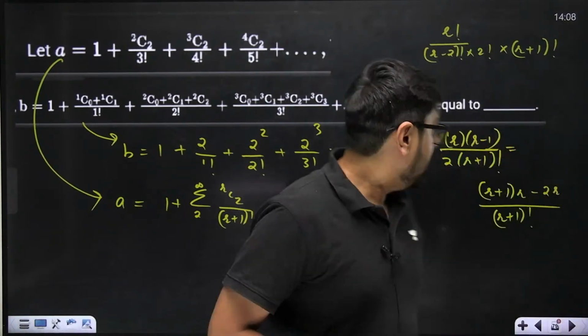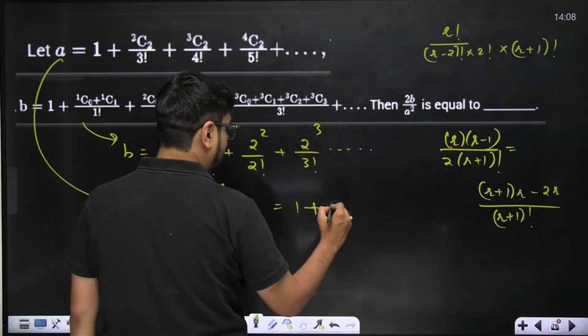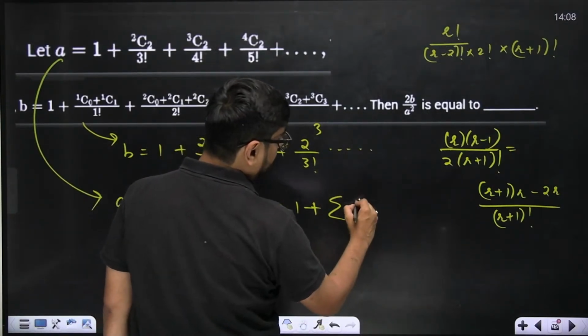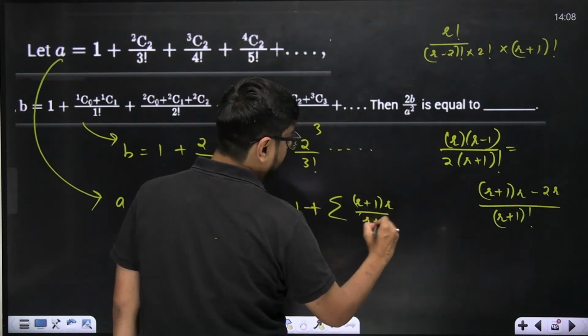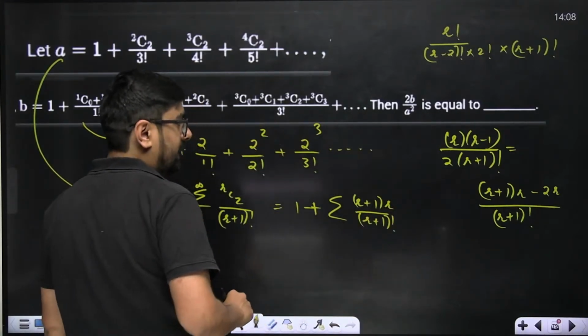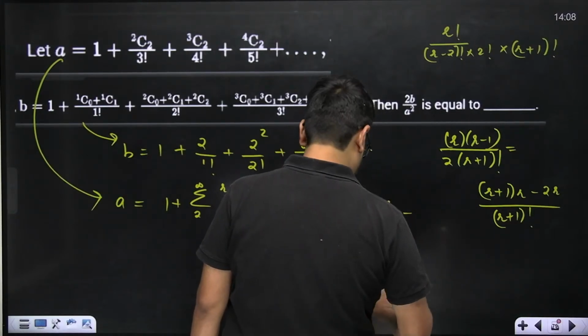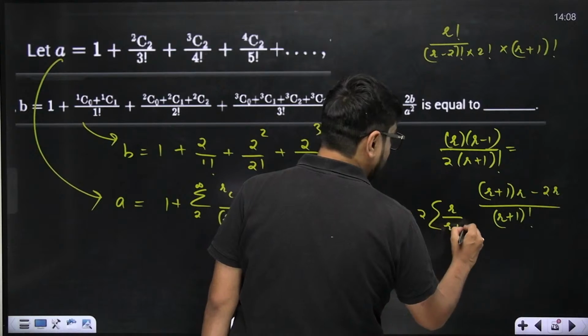Correct. So this thing I can write as 1 plus, my A will be 1 plus summation of R plus 1 into R divided by R plus 1 factorial. Correct. Minus 2 times the summation of R divided by R plus 1 factorial.